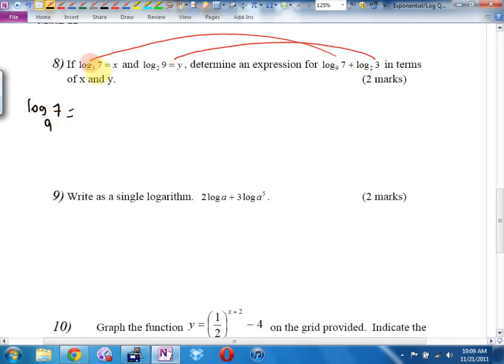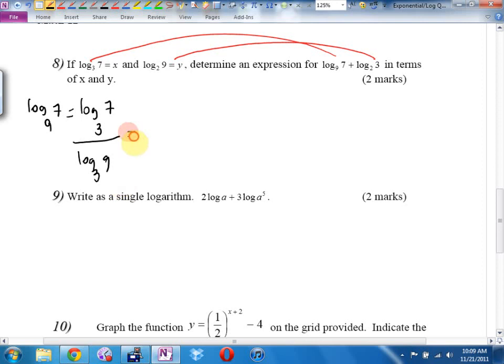And I'm going to try and turn it into that, which definitely means I'm pulling up my base change law. I want to rewrite it as base three. I don't want to change the seven. I'm good with the seven. So if I rewrite it as base three, I'll get this, the log base three of seven over the log base 3 of 9. That's the base change law.